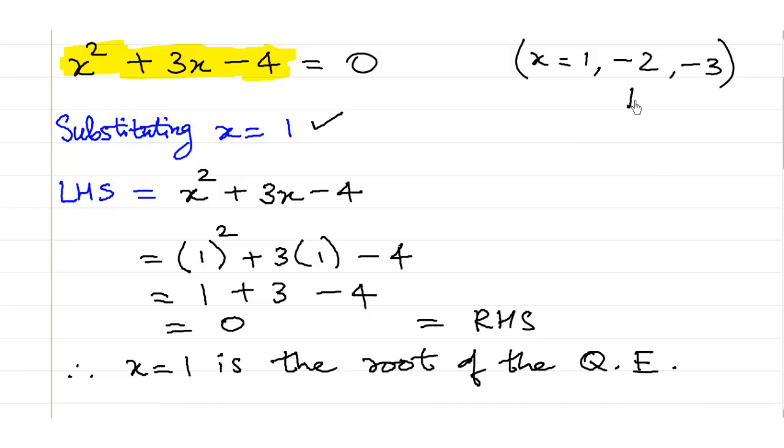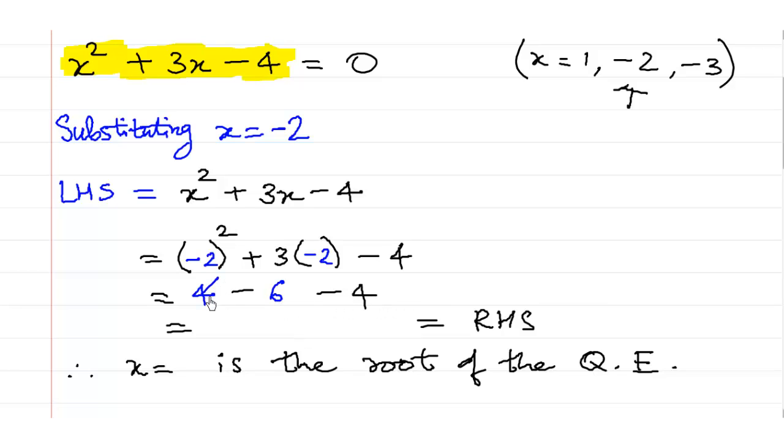Now let us substitute x is equal to minus 2. So I'll just do it over here itself. Wherever you see x, just put a minus 2 and let's see whether it's a root or not. So substituting x is equal to minus 2. Again we need to write LHS is equal to x square plus 3x minus 4, and then we'll substitute minus 2 the whole square plus 3 into minus 2 minus 4. Now remember, the square of a negative number is positive, not negative. So minus 2 square is 4. 3 into minus 2 is minus 6.